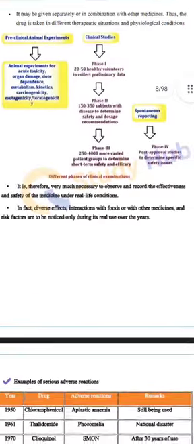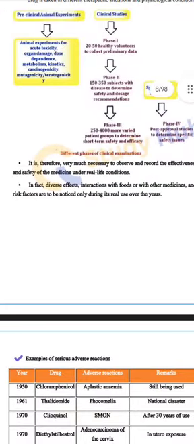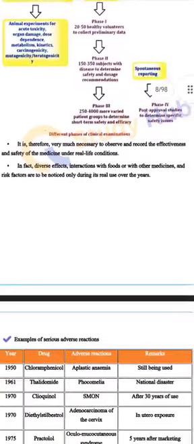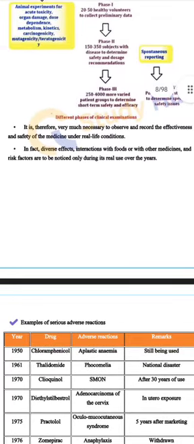It is therefore very much necessary to observe and record the effectiveness and safety of medicine under real life conditions. In fact, adverse effects, interactions with food or with other medicines, and risk factors are to be noticed only during its real use over the years. Only after it is used in a large population can we know about the other reactions such as risk factors, interactions, etc.